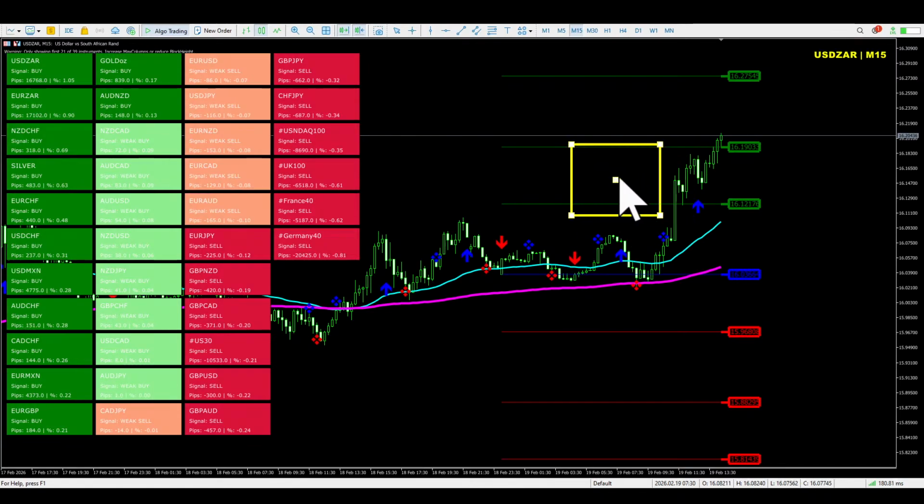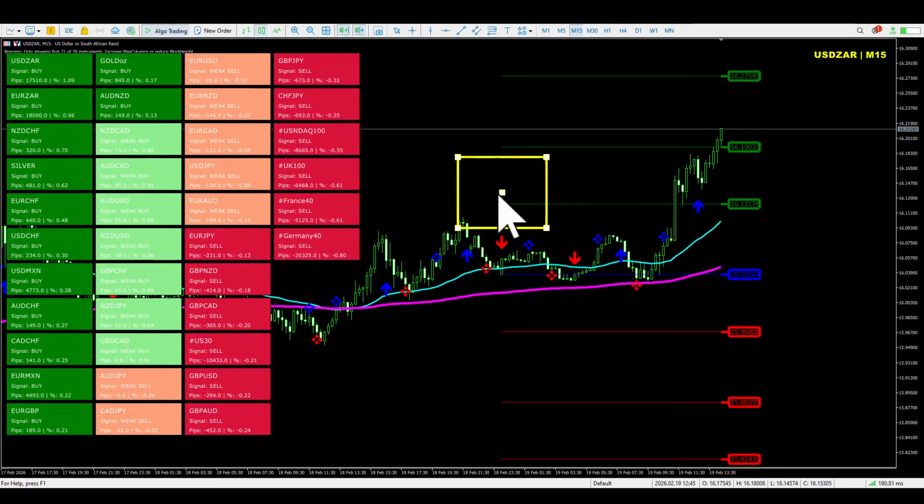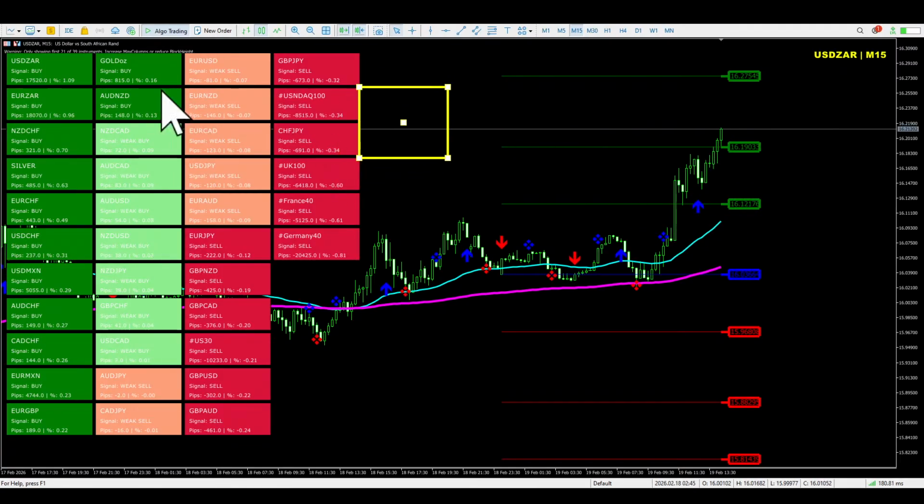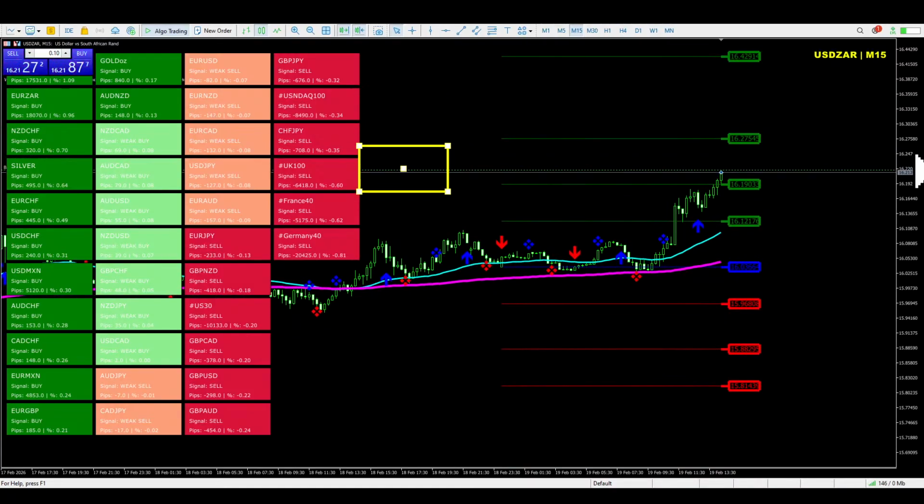Then the second thing you want to do is get a buy entry confirmation. If there's an arrow pointing up, it means that we can actually get into a trade. So what we're going to do right now is select our lot size. I'm going to go for 0.10. I'm going to click buy. And just like that, we have our trade open.